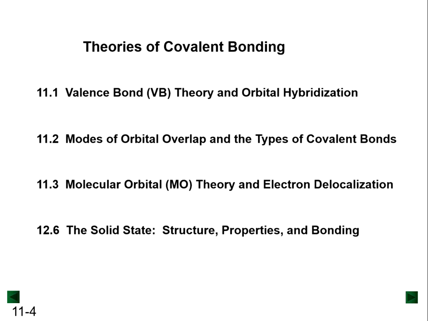Here's our outline. We'll begin with valence bond theory and we'll discuss orbital hybridization. We'll talk a little bit about what we'll call bond symmetry, and then we'll look at modes of orbital overlap and the types of covalent bonds. Then we'll look at molecular orbital theory and electron delocalization. And then we're going to take a section from Chapter 12, Section 12.6, which covers the solid state. In particular, we're going to look at bonding in solids. And we've pulled this into this chapter because it fits quite nicely in as a follow-on to molecular orbital theory.